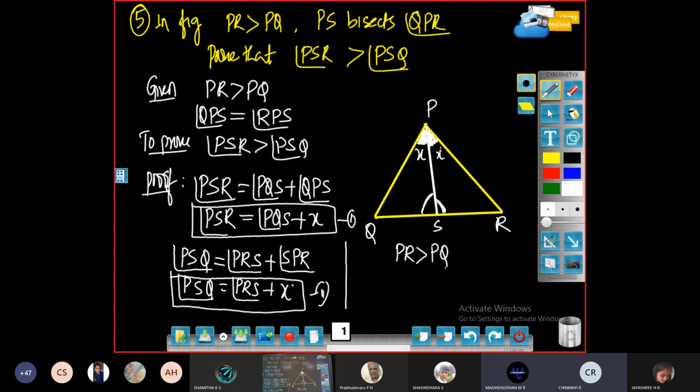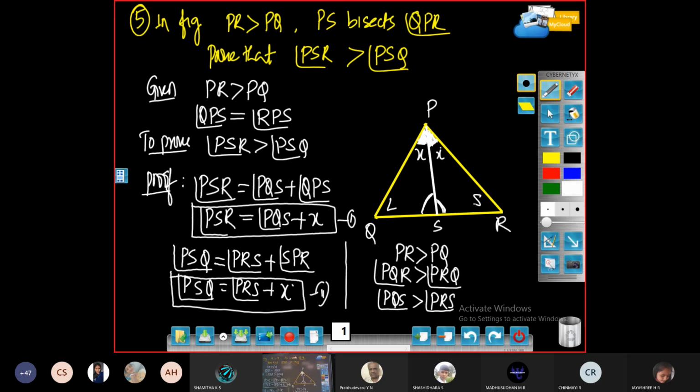Angle PQR. Angle PQR is greater than the angle opposite to PQ, which is angle PRQ. Now, instead of writing PQR, I will write it as PQS, both are the same angle only. Instead of writing PRQ, I will write it as PRS. So we got angle PQS is greater than PRS. This is larger, this is smaller.